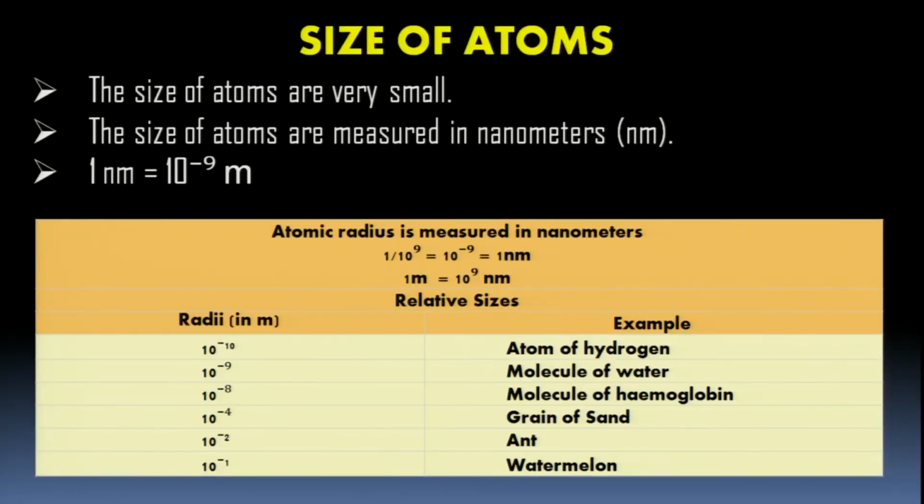Let us give certain comparisons so that you have a broader idea. Here I have got some atoms of hydrogen with the radius in meters. Here you have written radius in meters, about atoms of hydrogen, molecule of water, molecule of hemoglobin, grain of sand, ant and watermelon. We start with the atom of hydrogen. Atom of hydrogen is 10 to the power minus 10 meters, that is 0.1 nanometer.